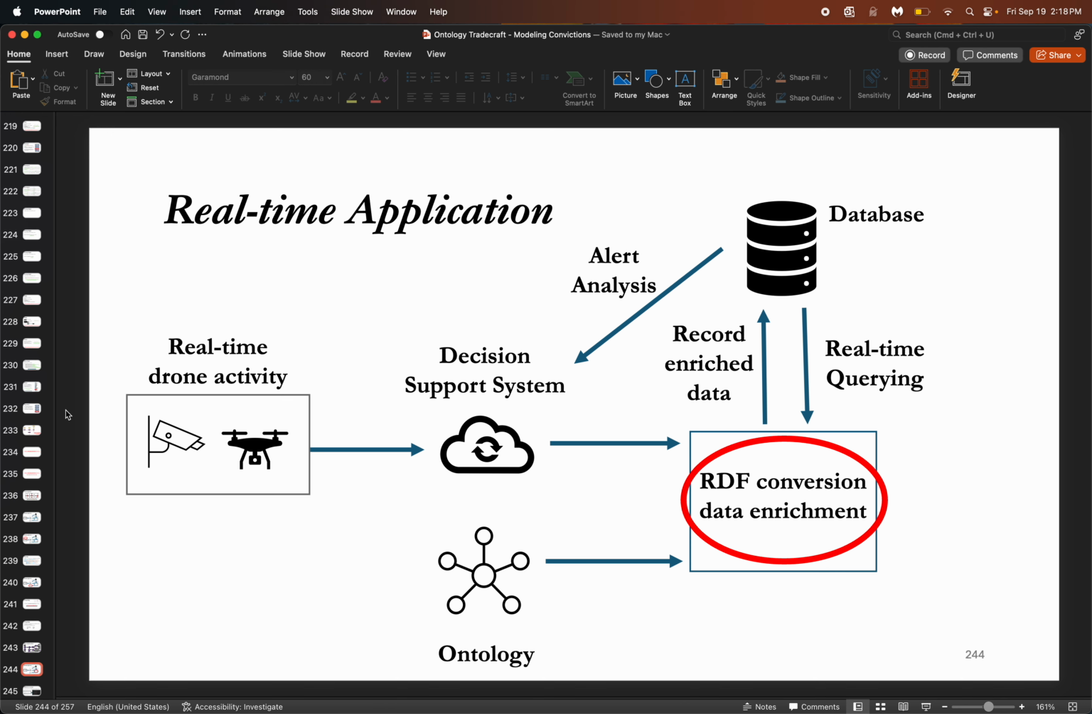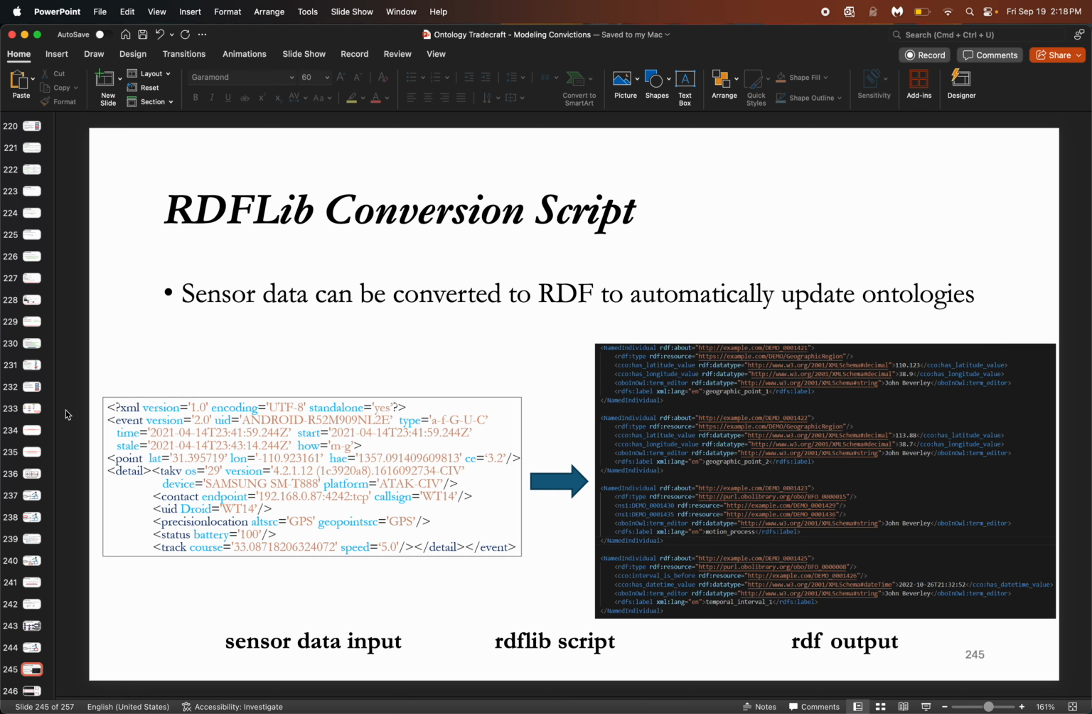And this information can help inform our graph structures, but we have to convert or enrich the data that we get in real-time drone activity with the ontology to make this happen. This can be done with some scripting, like RDFLib conversion scripts. If you've encoded the ontology in RDFLib correctly, you can take this data in real time and generate the ontological structure that you'd need.